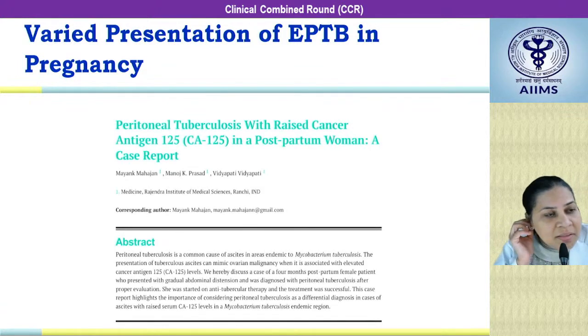In another case report, 4 months after delivery, the patient presented with painless abdominal distension and weight loss, which mimicked carcinomatosis. But on further investigation, it was found to be peritoneal tuberculosis.